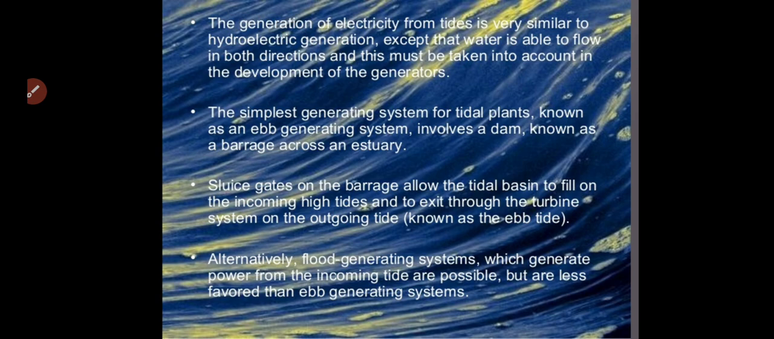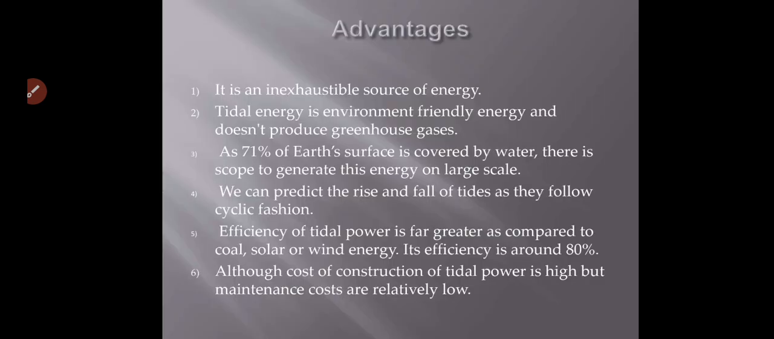Next, sluice gates on the barrage allow the tidal basins to fill on the incoming high tides and to exit through the turbine systems on the outgoing tide. This is known as ebb generating. Alternately, flood generating systems, which generate power from the incoming tide, are possible but are less favored than ebb generating systems. Next, we'll study what are the advantages of tidal energy.